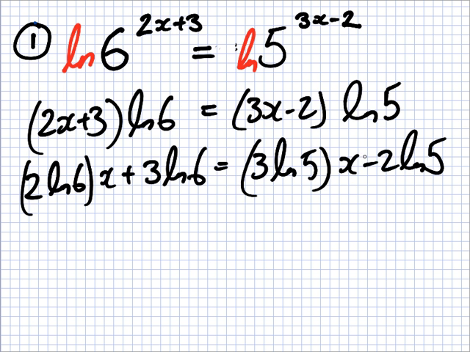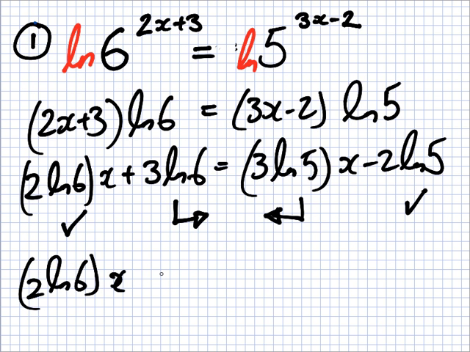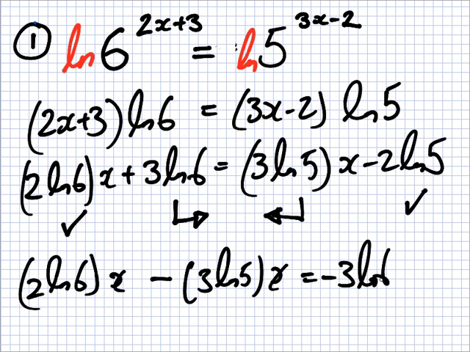Ray has an idea about moving, so we have to be clear what we move to which side. So let's keep this one on the left. And then move the 3 and then 5. Move that one there, and keep that one there. Yeah, that's the idea. 2 log 6 x plus 2, minus 3 log 5 x equals minus 3 log 6 minus 2 log 5.